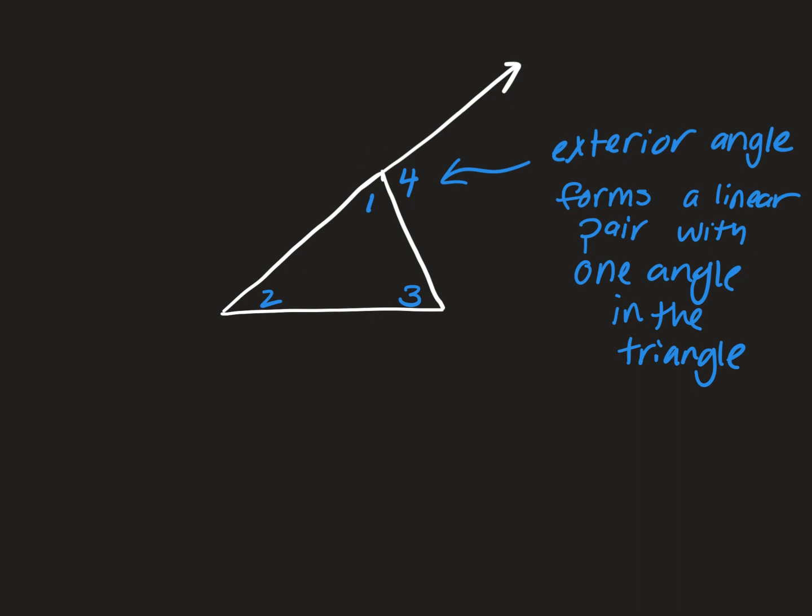And a line has how many degrees? 180. So that means the two angles in the linear pair add up to what? 180. Or just remember that. It's up to you, really. They're your notes.